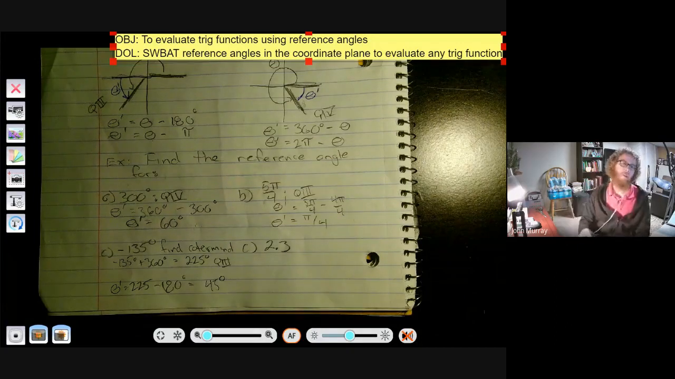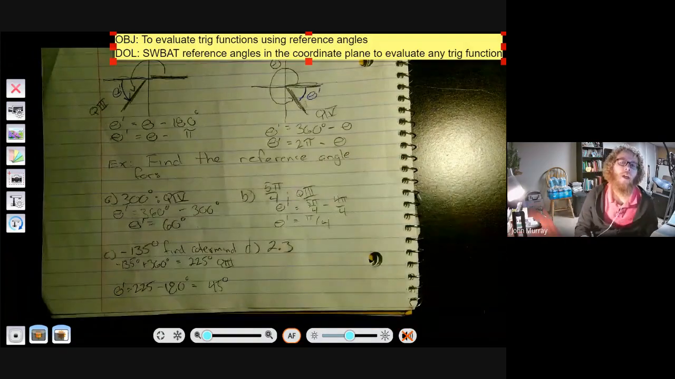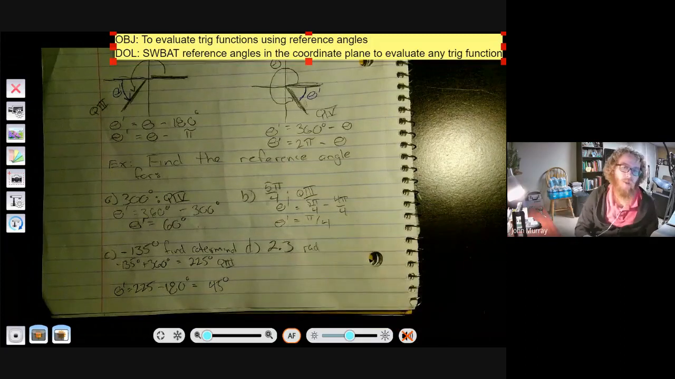Okay, so this next one I threw in there because it's a little bit of a curveball. Oops, this is supposed to be D. 2.3. Now, it's not in degrees. I don't see a degree sign there. But I don't have pi. So, because it doesn't have the degree sign, this is in radians.